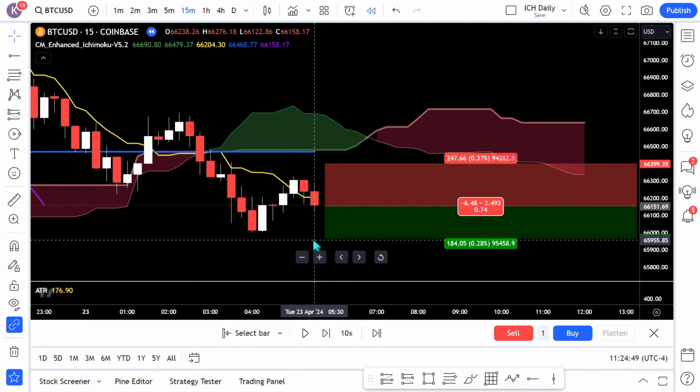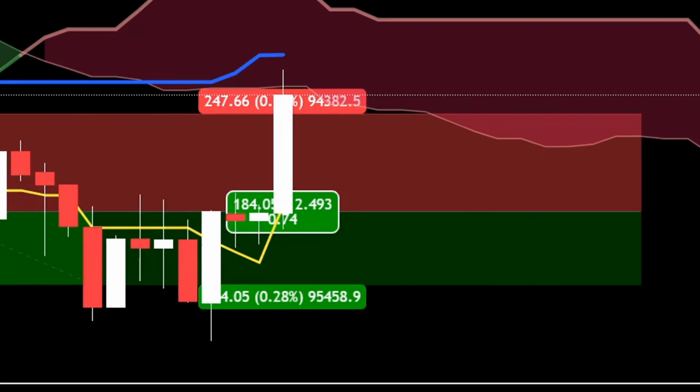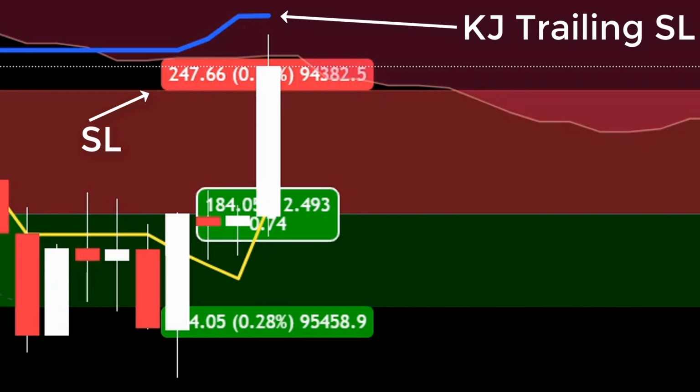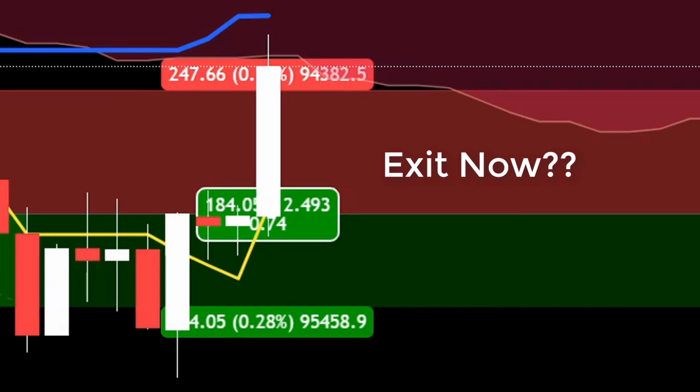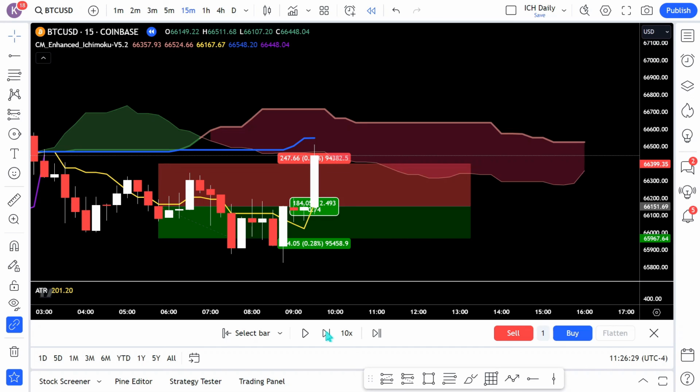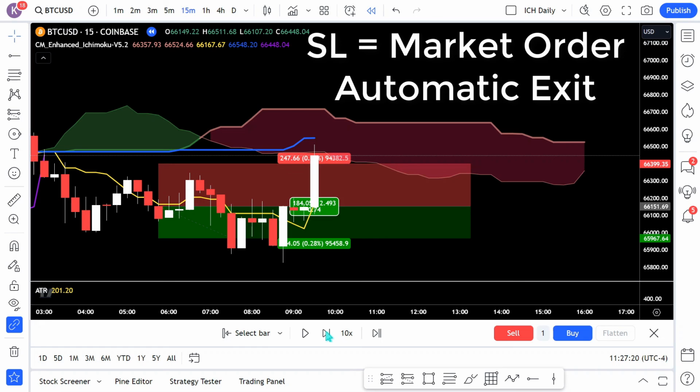ATR is 176, so our stop loss is 247. We hit the stop loss, but we're still below the blue moving average for the trailing stop. So should we get out or should we wait until we close above the blue? Your stop loss should be set as a market stop. As soon as price hits the line, your market order should have been filled. You'd already be out of the trade.